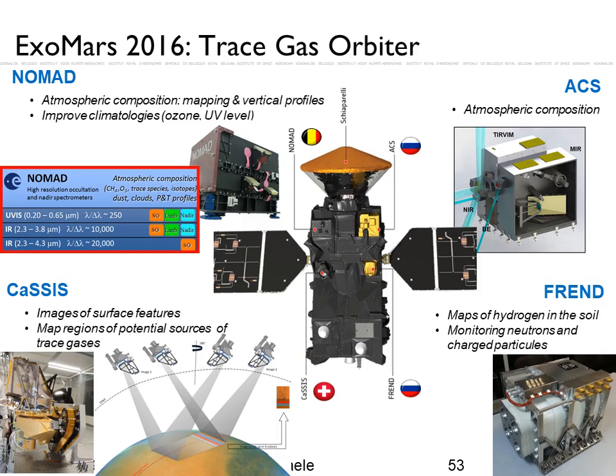Coming back to the Trace Gas Orbiter, so the first element of the ExoMars mission, 4 instruments were composing its payload: 2 suites of spectrometers, NOMAD and ACS, 1 high-resolution camera, and a neutron detector sensitive to the presence of water in the close subsurface. In the following, I will show some results obtained by the spectrometers, which are focusing again on the composition of the atmosphere.